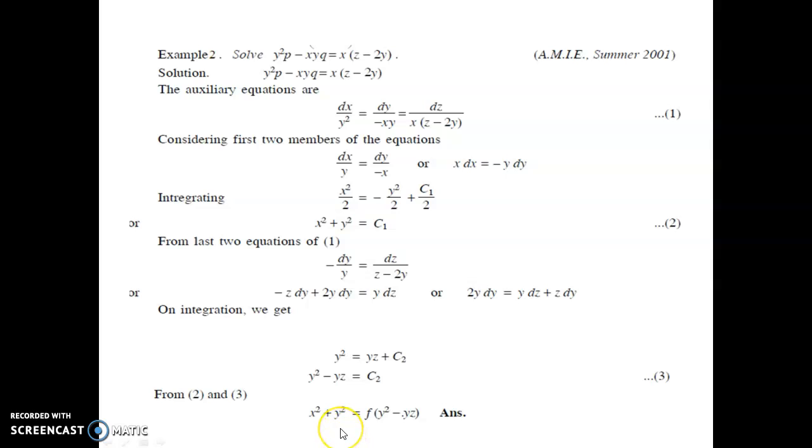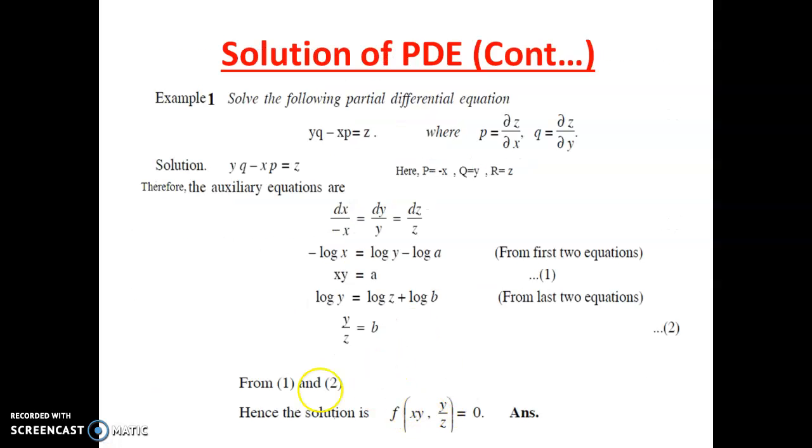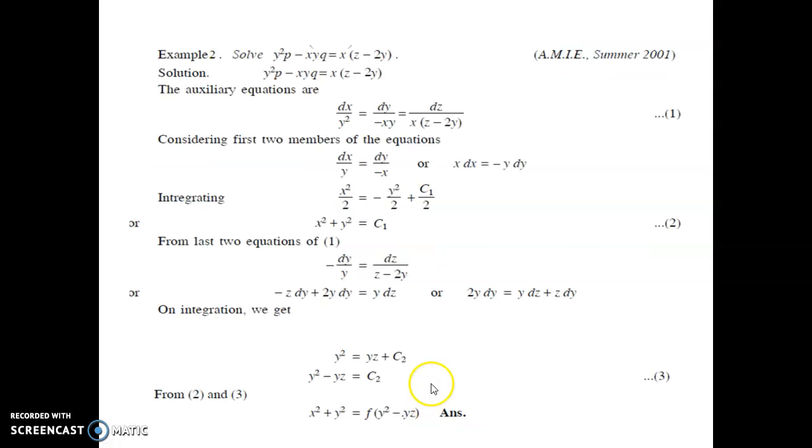The solution is given by, I told you that either you can put u as a function of v, or v as a function of u, or you can write f of uv. So there are various ways to write. So here it has been written u as a function of v. Otherwise you could have written it as capital F of x square plus y square comma y square minus yz equal to 0, as in the earlier case. This type of form you could have written in place of this. So you can also write in this manner.